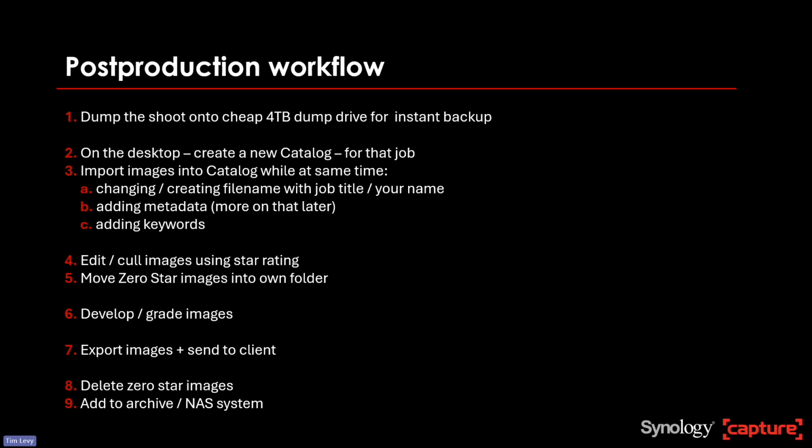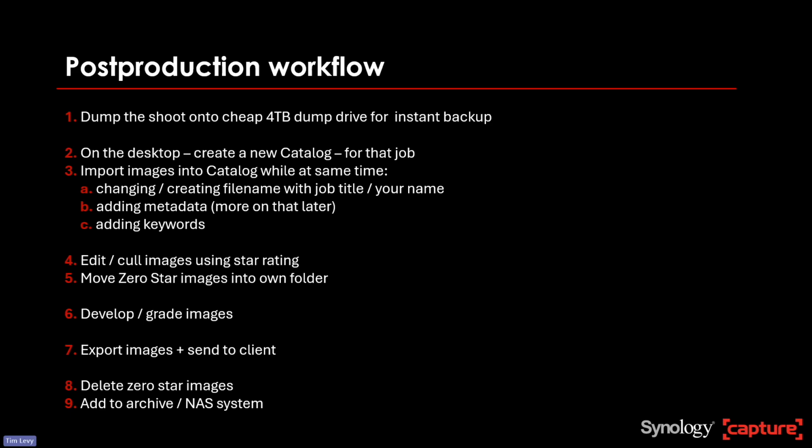So this is my post-production workflow. Just say I've shot a wedding, I don't really want to lose someone's wedding photos. There's no reshoots for weddings. But I get all my images and I just dump them onto a cheap 4 terabyte hard drive, just safety save, I call them. And then I create a catalog on the desktop on my computer because it's a SSD, it's very fast. Then I import the images into catalog like I just showed you.